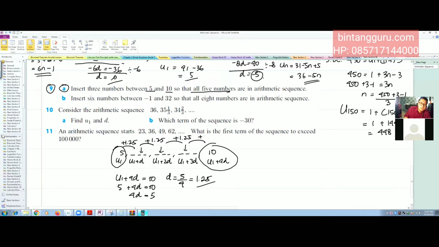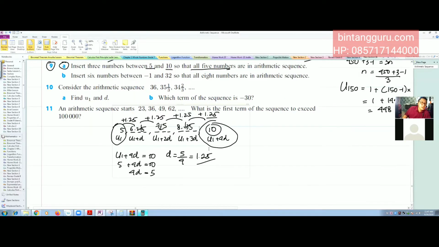So the final term will be 10. Okay, so this will be 6.25. 6.25 plus 1.25 will be 7.5. And then this is 8.75. And then the rest will be 10. Okay. And also number B. B is also equal to number A.